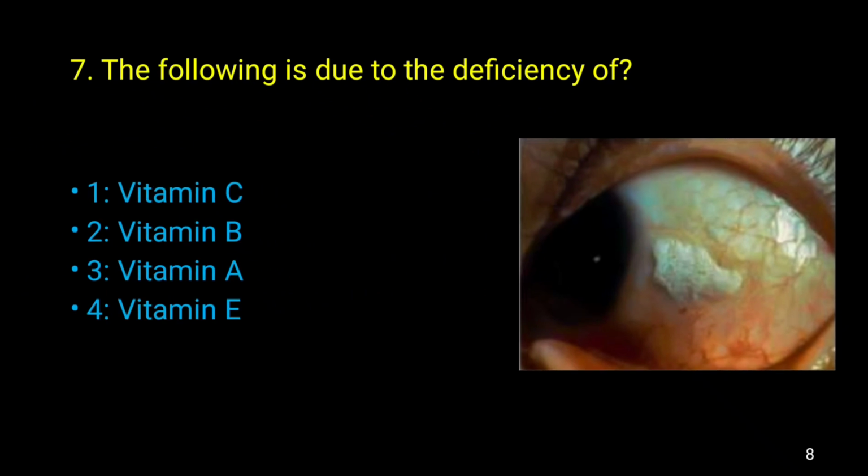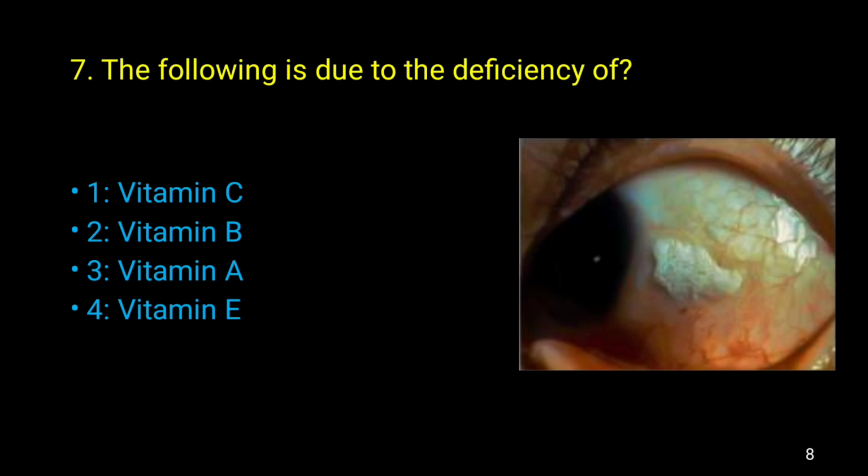Now another MCQ: the following is due to the deficiency of, in your typical picture of Bitot spot, and this Bitot spot, you know, is vitamin A deficiency. In vitamin A deficiency there is xerophthalmia, keratomalacia, Bitot spot, night blindness, all typical symptoms of vitamin A deficiency.